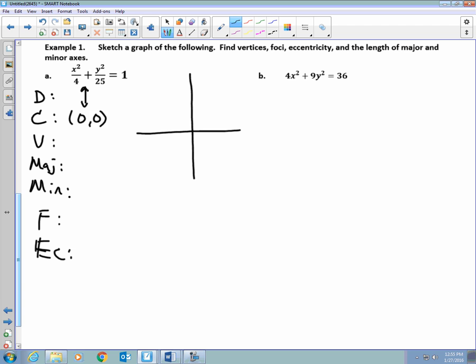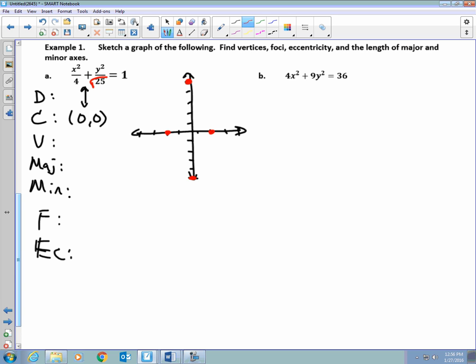Your first two examples are not shifted. They are centered at 0, 0. How many units is it stretched in the y direction? 5. There you go. I take the square root of that number. So a squared is 25, so a is 5. Yep. How many units is it stretched in the other direction? 2.